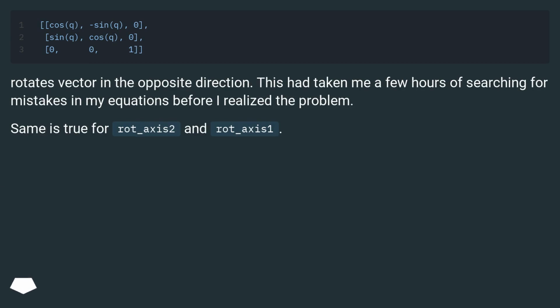This had taken me a few hours of searching for mistakes in my equations before I realized the problem. The same is true for rot_axis2 and rot_axis1.